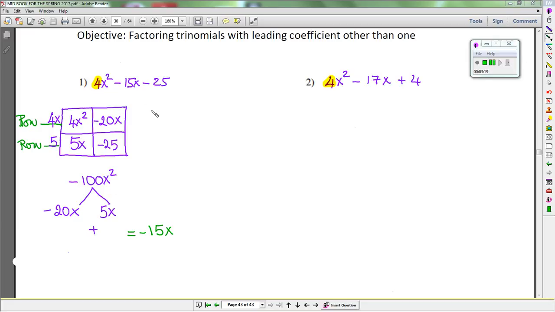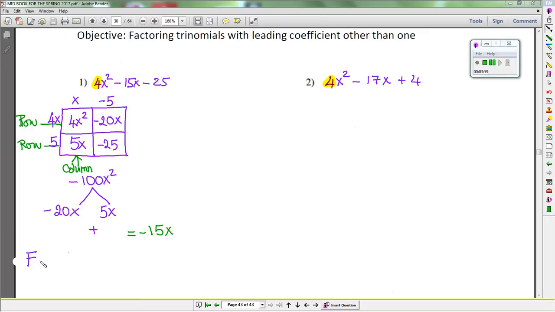So now we're done with the rows, so let's start with the columns. Let's start with the first column. We have 4x squared and 5x. These terms only have x as the greatest common factor. And look at the next column. We have negative 20x and negative 25. Of course they do have negative 1 as a common factor, and 20 and 5 both have 5 as a common factor. So the greatest common factor is 5.